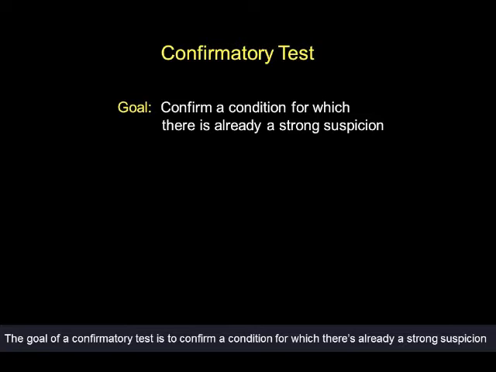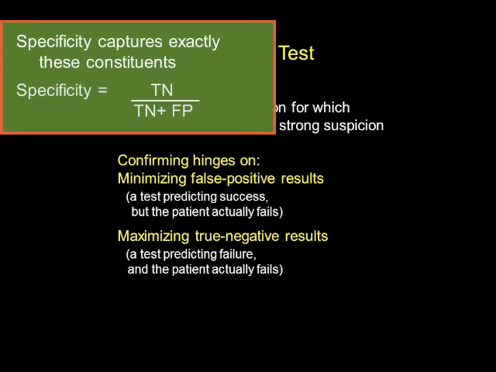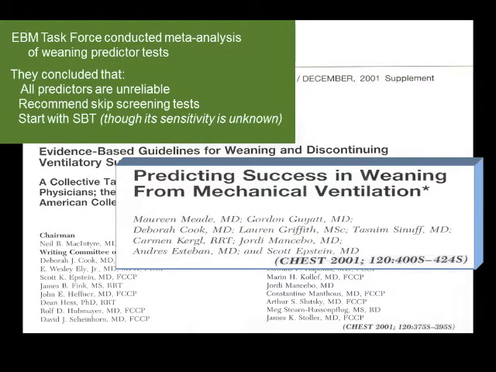The goal of a confirmatory test is to confirm a condition for which there is already a strong suspicion. Confirming hinges on minimizing the false positive results and maximizing the true negative results. And specificity captures exactly these constituents, since the specificity is true negative results divided by the true negative results plus the false positives.